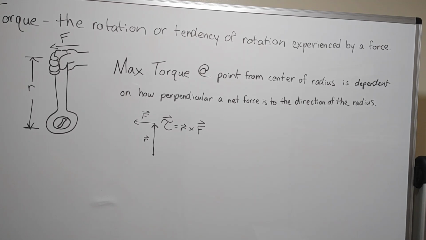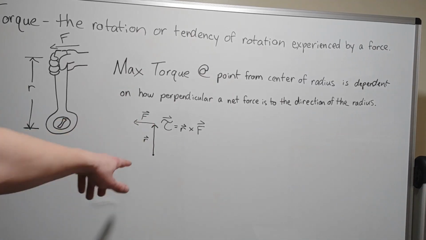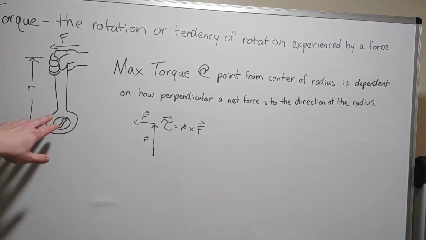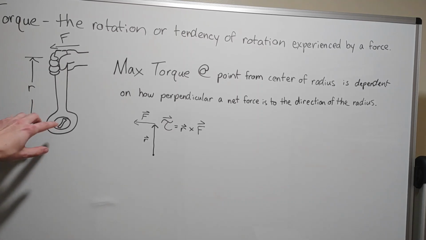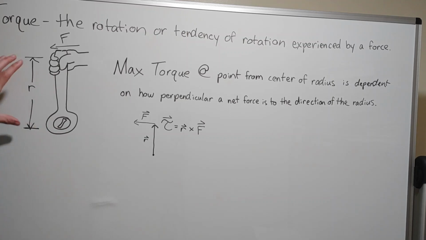Now that we kind of understand torque, I want to show you how we can get maximum torque. So here, max torque at a point from the center of the radius is dependent on how perpendicular a net force is to the direction of a radius. So we have 2 vectors here, r and f, which is the radius and the net force that's applied. We have a ratchet here from the center all the way to the radius where the force is being applied. We have radius here, and we have force being applied here.